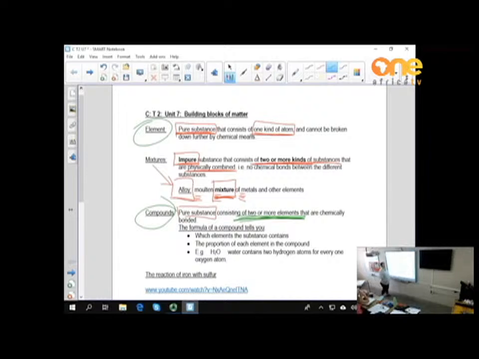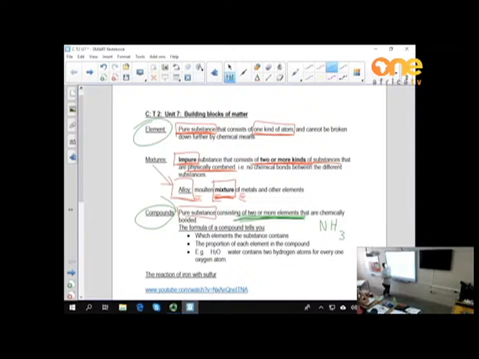For example, ammonia consists of nitrogen bonded onto hydrogen. But between the nitrogen and the hydrogen there are chemical bonds. We know they are non-metals, so we know what type of chemical bond would be between the nitrogen and the hydrogen? A covalent one, the one where we share electrons.